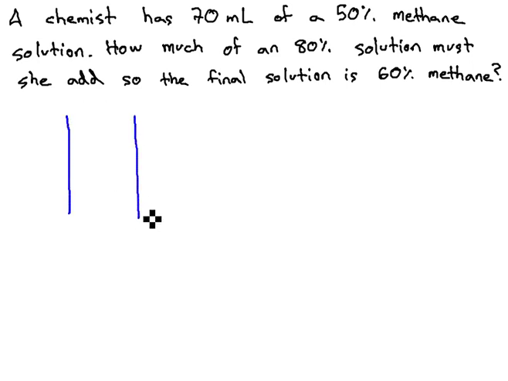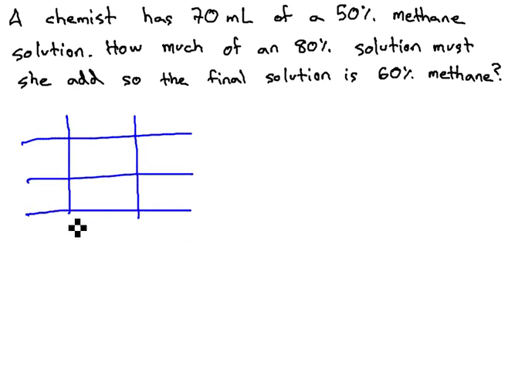To organize our information in a table, we're going to need, for these mixture problems, an extra row in our tic-tac-toe table. We'll label our columns the amount, the part, and the total.